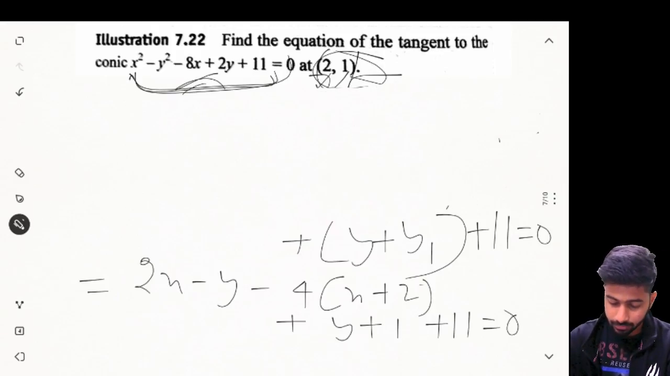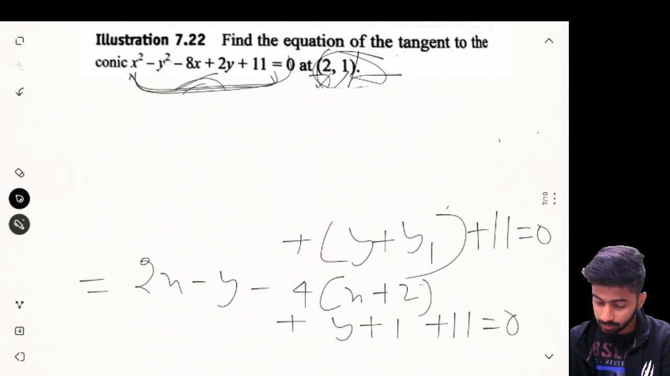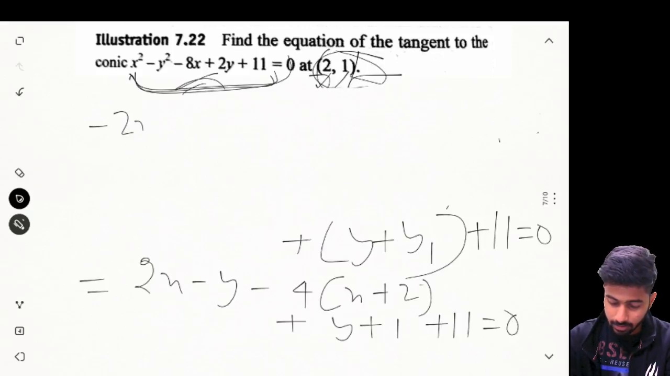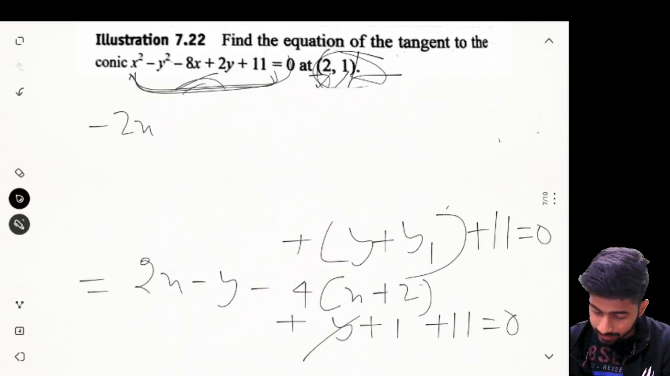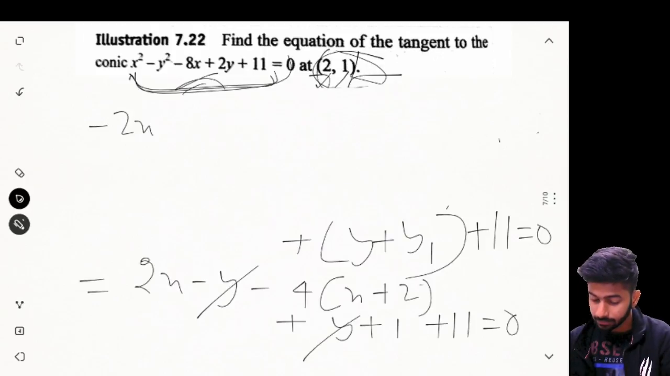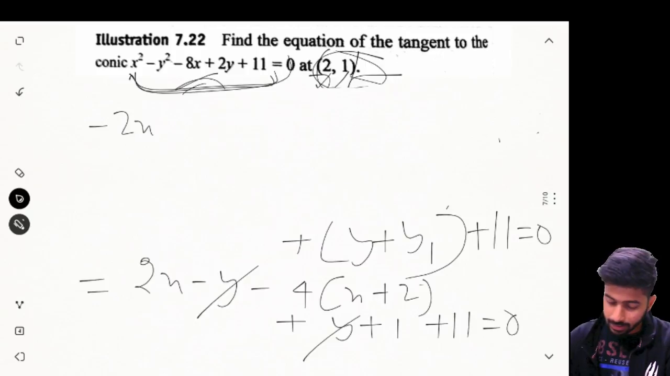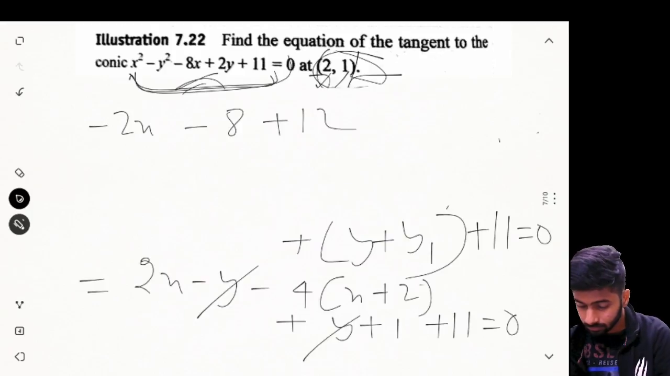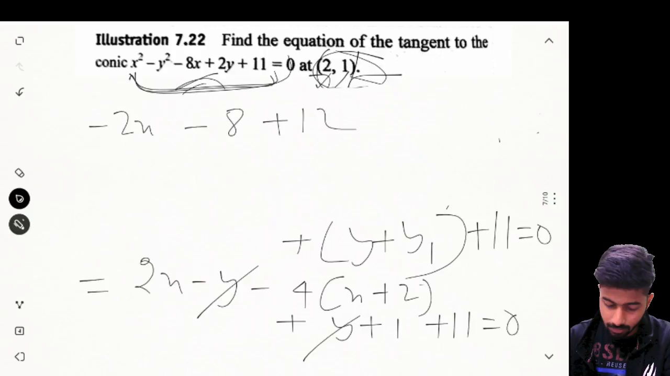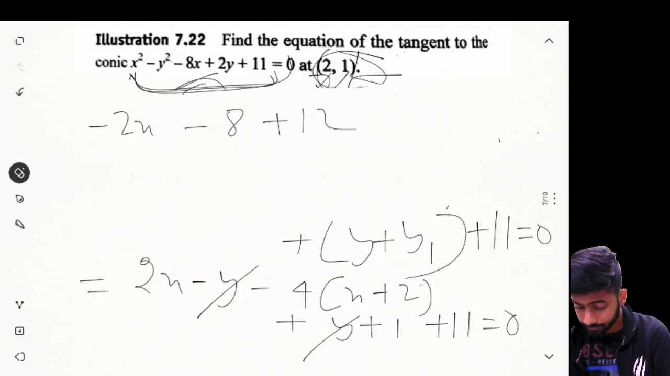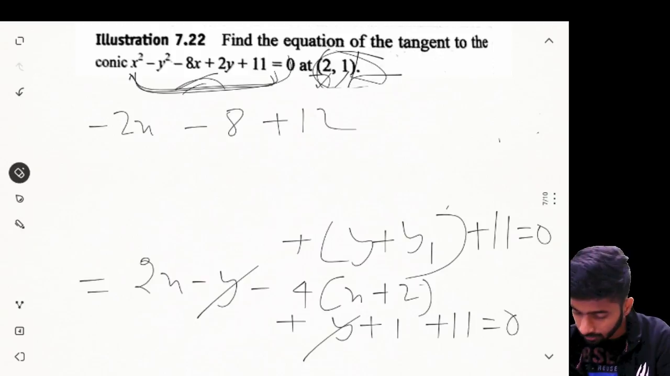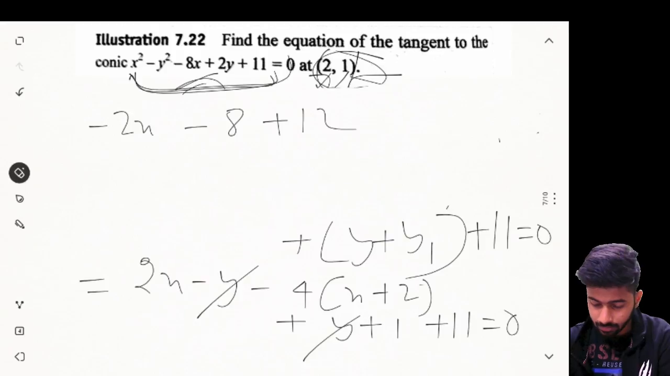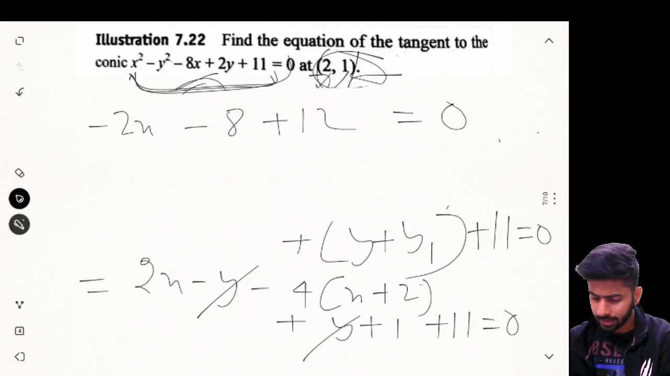So simplifying this further, 2x minus 4x is minus 2x, and the y's just cancel off, right? And then you have a minus 8 plus 12. 2x, y's cancel. Oh, this was an equal to, right? It's not a minus, okay, it's a minus 2x because you have a 2x minus 4x. Minus 8 plus 12 is equal to 0. This is what you have finally.